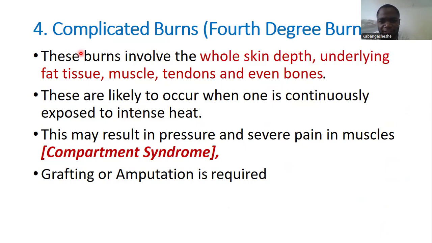So all the skin appendages are lost. Nails, hair, sweat glands, sebaceous glands, gone. And because of that, there's risk of infection, risk of loss of thermoregulation because the skin is involved in temperature control. So that person loses heat quite faster and may actually develop hypothermia, especially in younger children. So that's fourth, or what you can call complicated burns. All the layers involved plus other deeper structures in there.